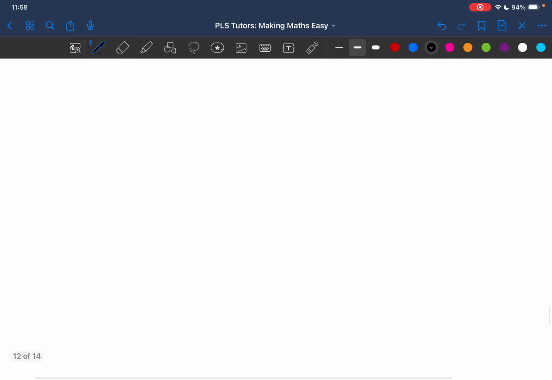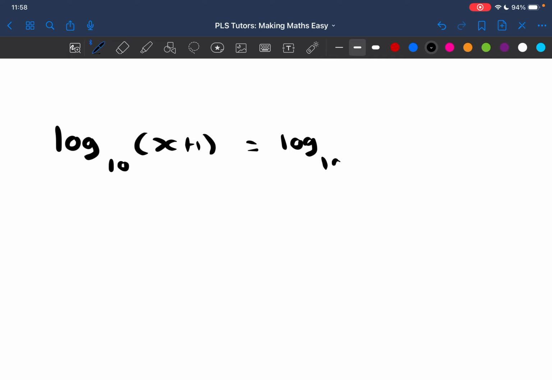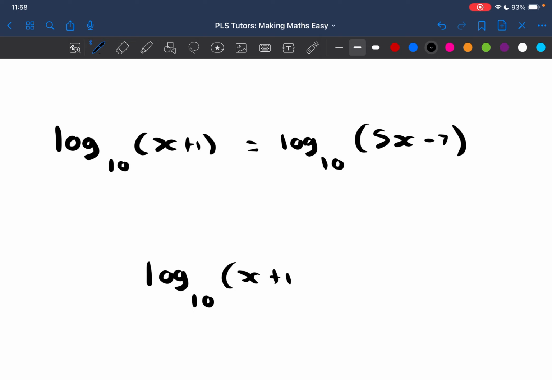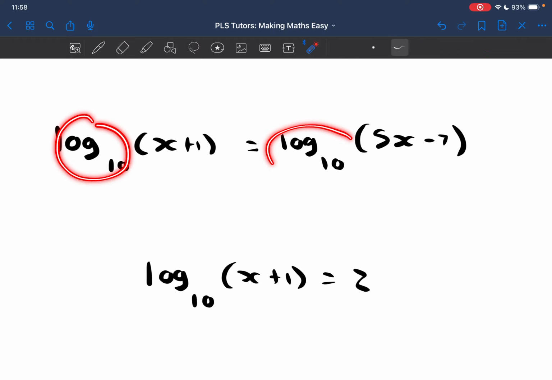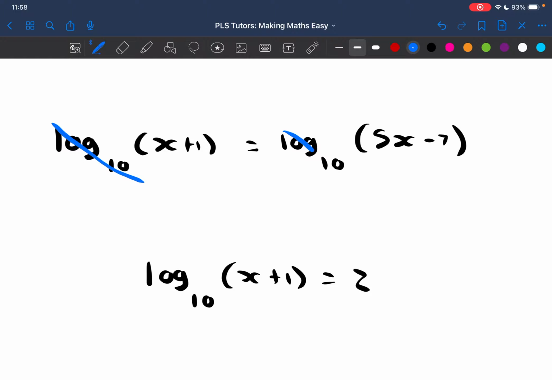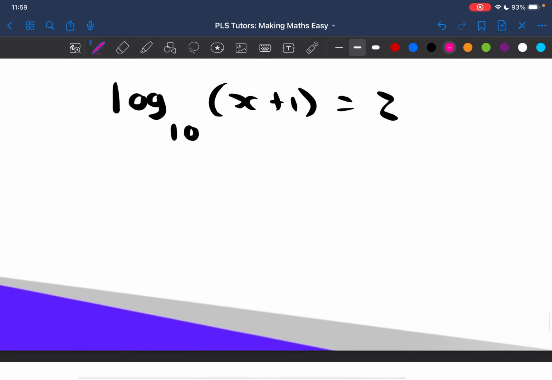So you are going to end up with something like log 10 of x plus 1 equals log 10 of, let's say, 5x minus 7, okay? Or you might end up with something like log 10 of x plus 1 is equal to 2. When you solve logarithm equations, your first option is when you have log equals log, you can actually imagine those logs cancelling out. And you can just set x plus 1 equal to 5x minus 7 and then just go from there.